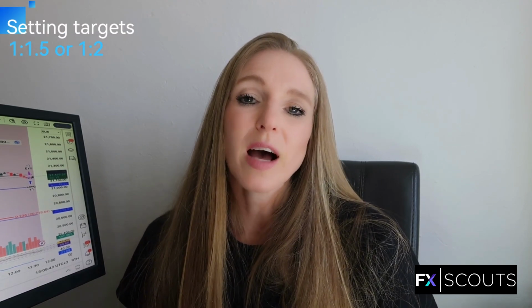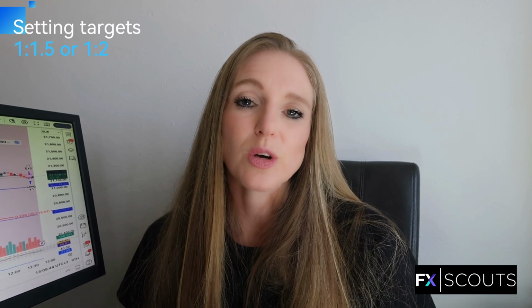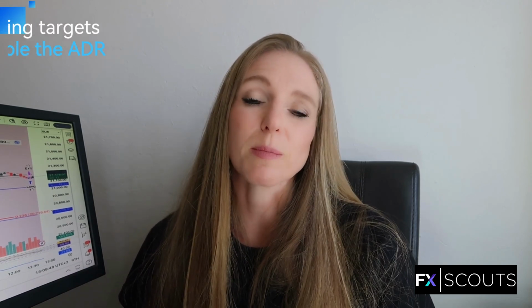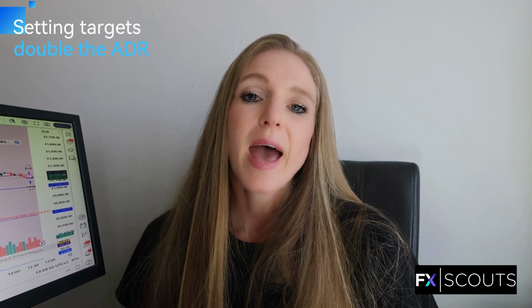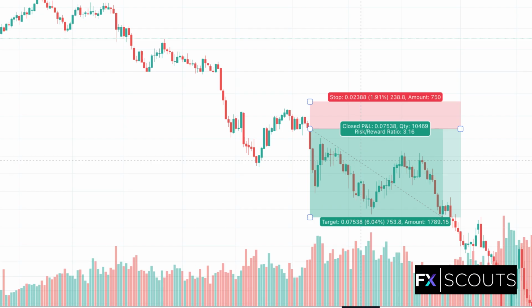Next, if we look at the targets, as I said earlier, you may want to set a fixed target. So this would be a 1 to 1.5 or 1 to 2 risk reward ratio. You can look at the average daily range and make it double the average daily range depending on where you've set your stop loss. And you could make the target slightly wider if you find that it's highly trending or there's a lot of momentum in the market. Then you could set a wider risk reward ratio.